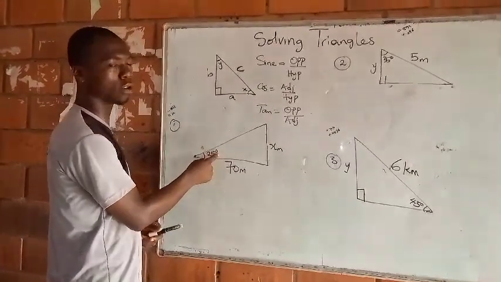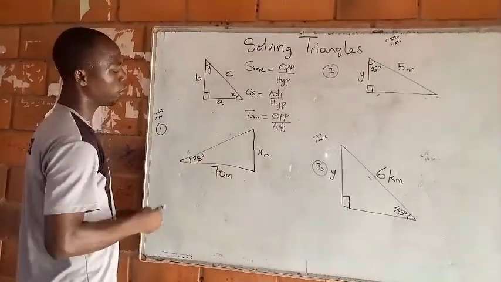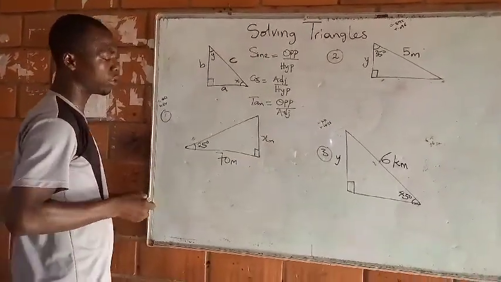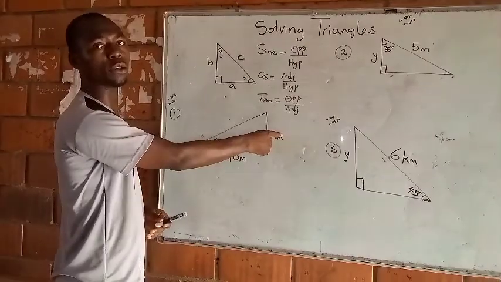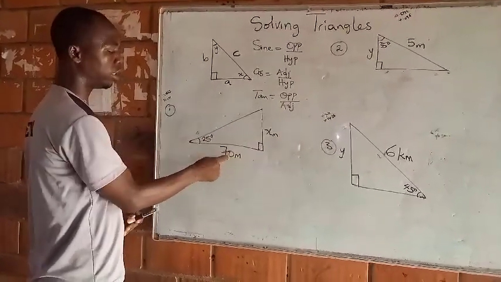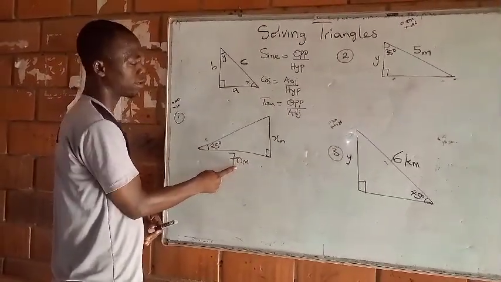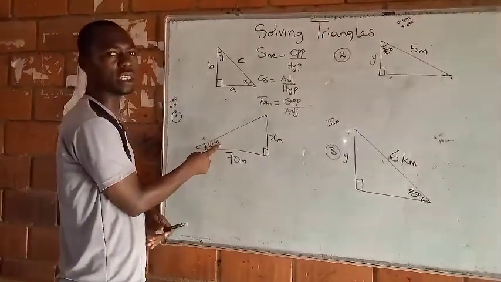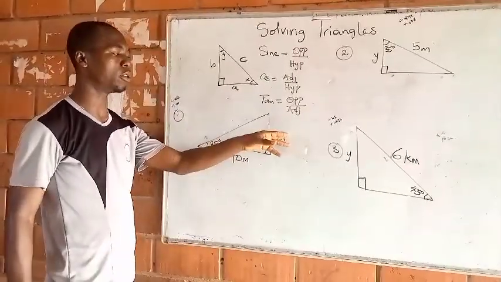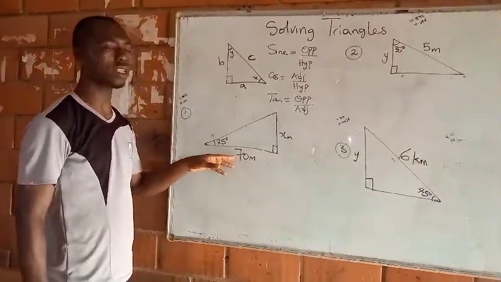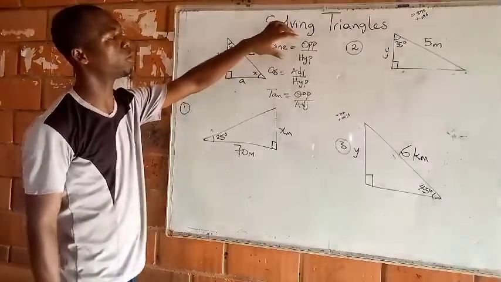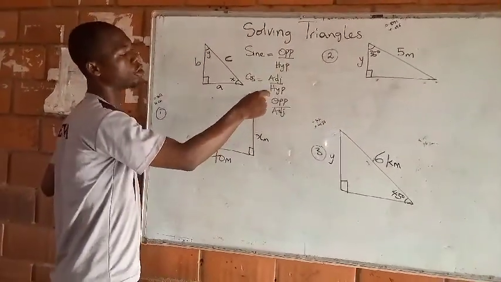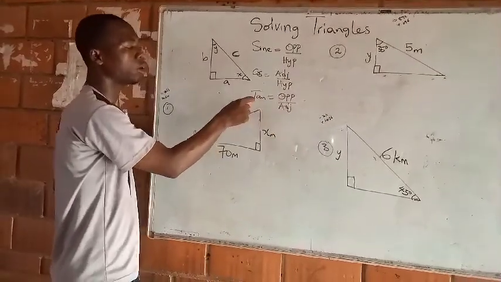We are considering angle 25 degrees. So if we are taking angle 25 degrees, this is our angle 90. That means this is going to be my opposite, and this is going to be my adjacent, because X is the side facing angle 25 degrees. So X is the opposite. 70 is my adjacent. So we can see from all these combinations, it is only tan that relates opposite and adjacent. So that means I'm going to take tan.